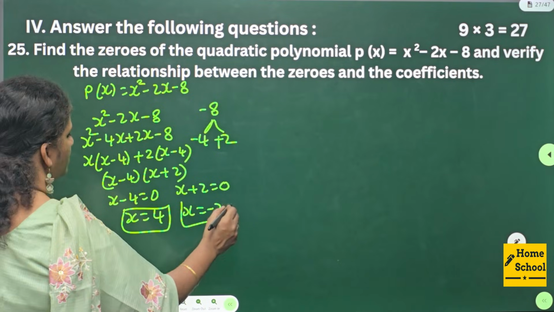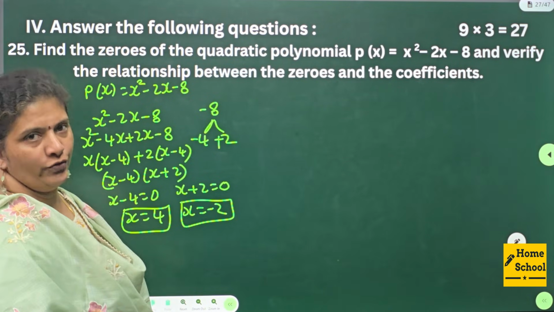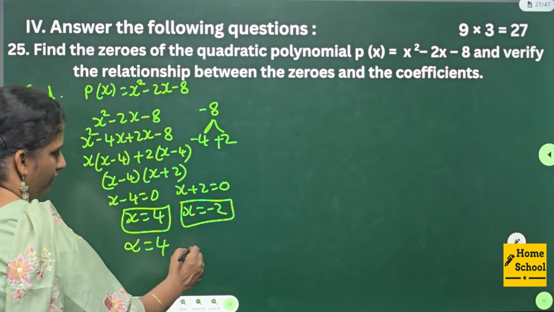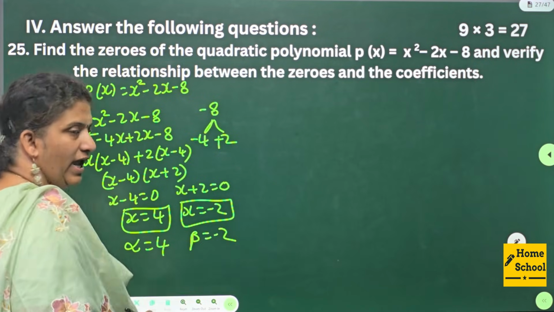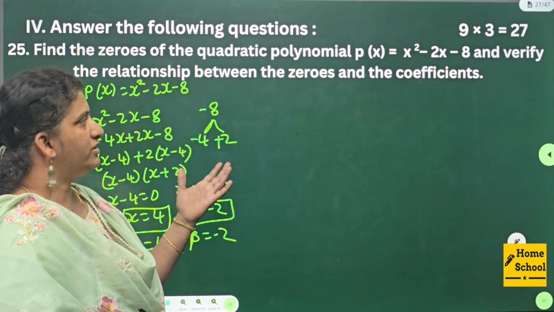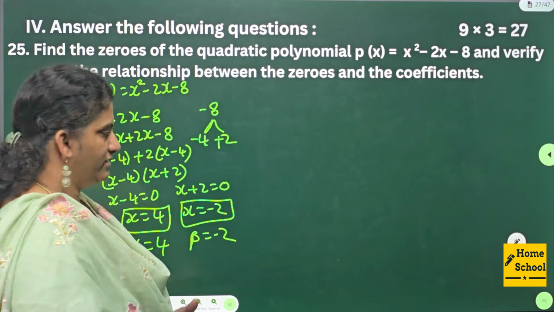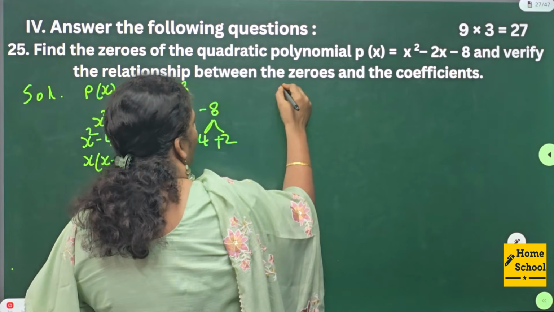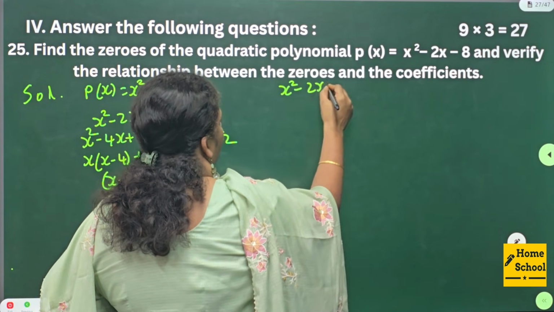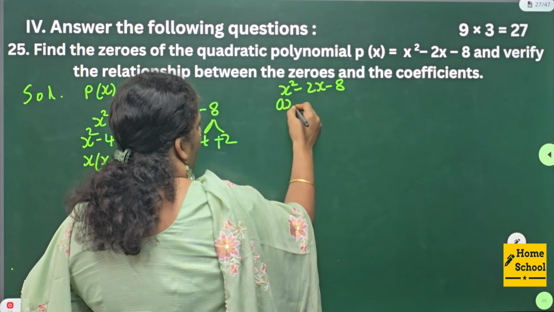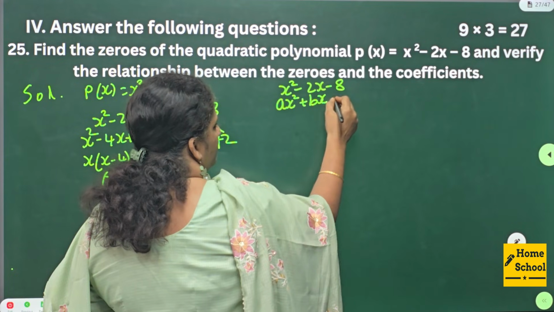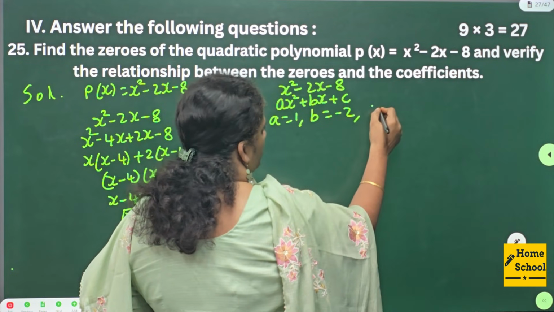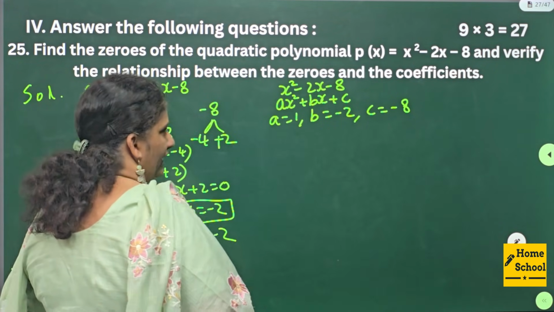So what are the two zeros here? The two zeros are 4 and minus 2. Let me assume the zeros as alpha and beta. Why? In order to verify the relation between the zeros and the coefficients, right? So alpha, beta, anything you can interchange. Now take the polynomial again and compare with the standard form ax square plus bx plus c. A equal to 1, b equal to minus 2, c equal to minus 8.